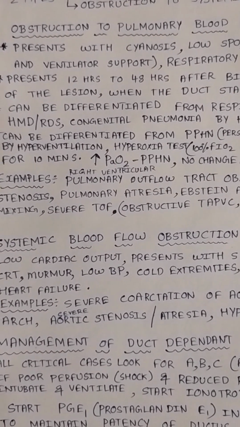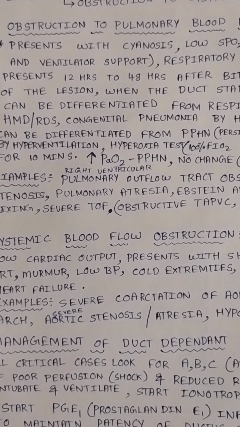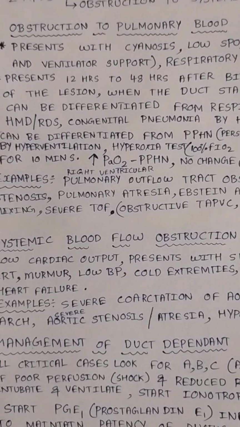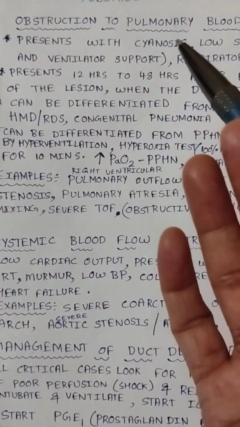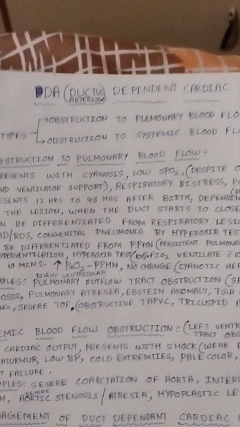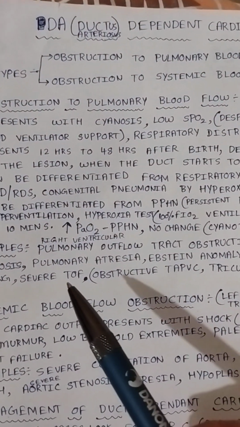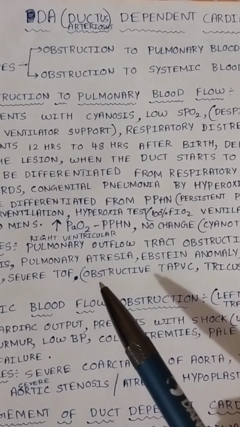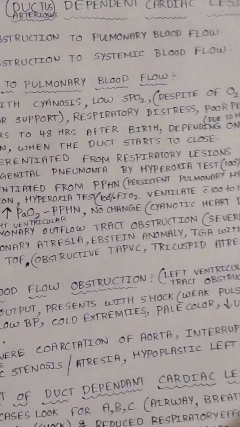If there is significant mixing at the right ventricle or atrial septum, then it is okay. If there is no significant mixing, then this lesion is dependent on the ductus arteriosus. The ductus arteriosus should be there to help with the mixing of the blood. Next, severe tetralogy of Fallot, and other examples are obstructive TAPVC and tricuspid atresia.